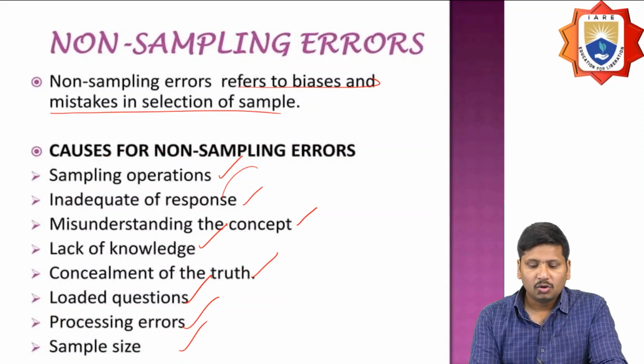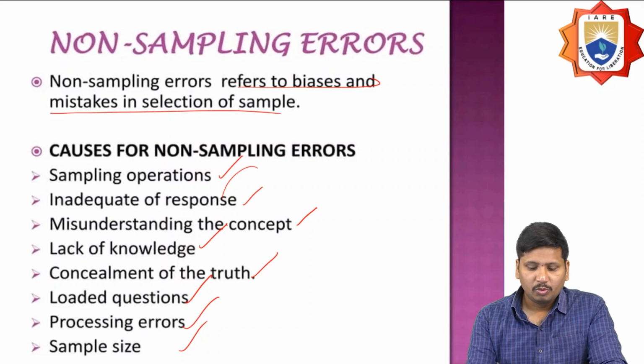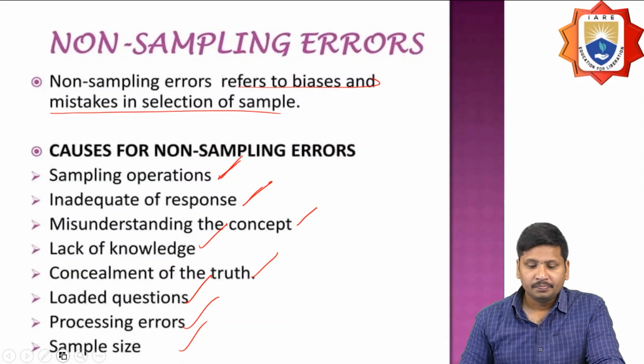So normally non-sampling errors refer to bias and mistakes in the selection of the sample mainly. Some of the common reasons: if I'm going to perform some sampling operations, or the response is not that adequate, and misunderstanding the concept and lack of knowledge and concealment of the truth, loaded questions, processing errors, and sampling size.